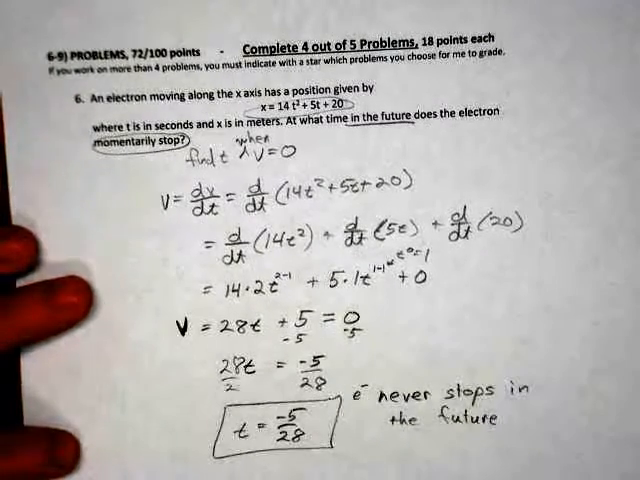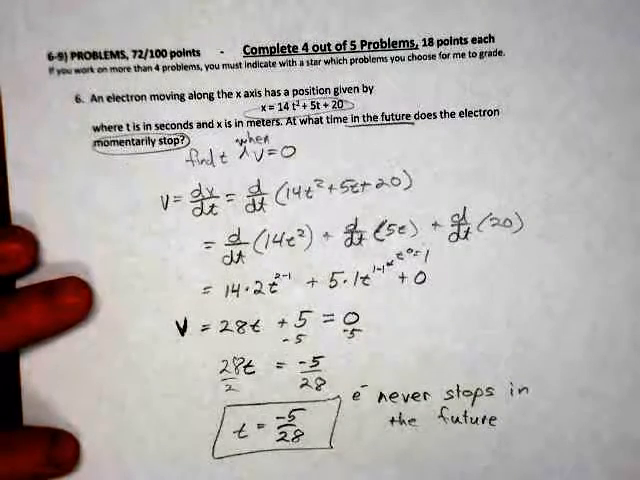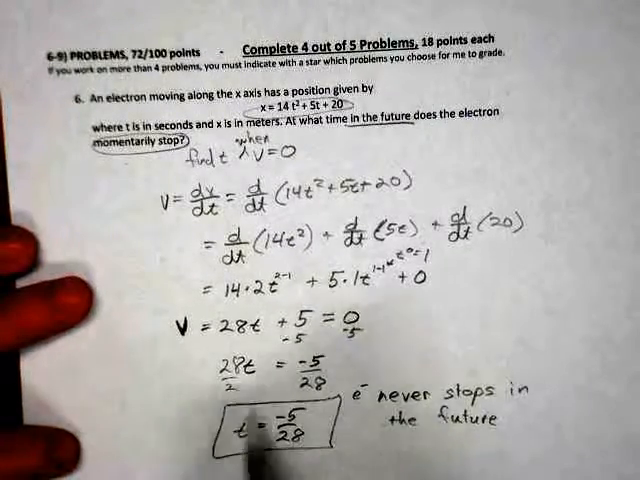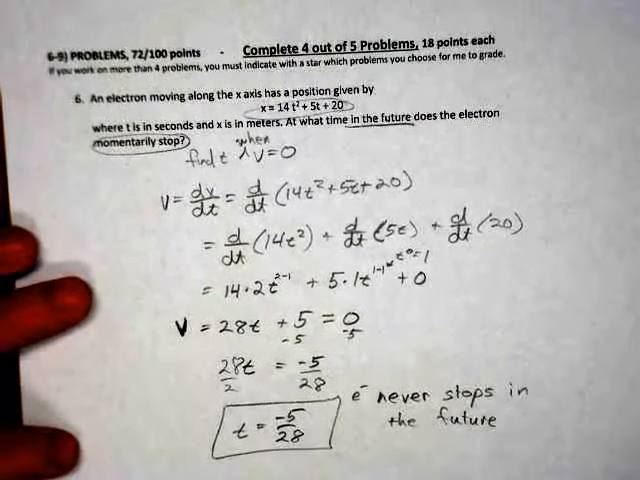That was a very astute observation. Congratulations if you noticed that. If you didn't notice that, I just gave you full credit for t equals negative 5 over 28. Okay?